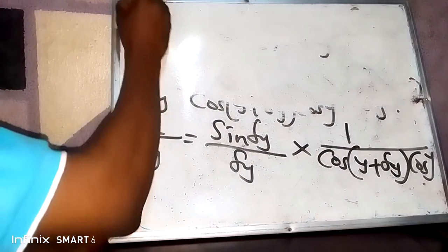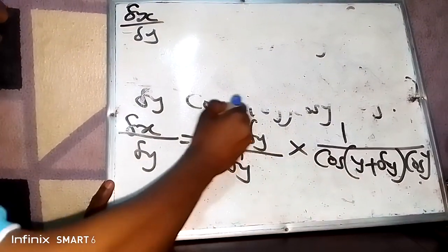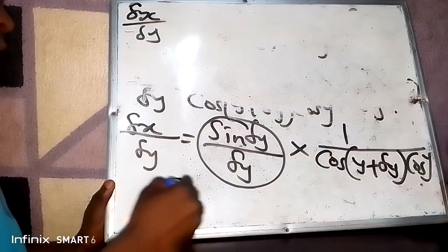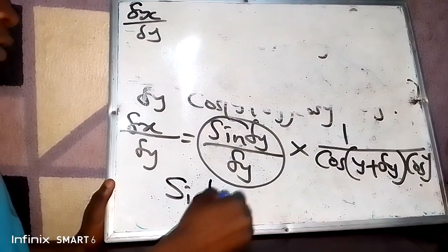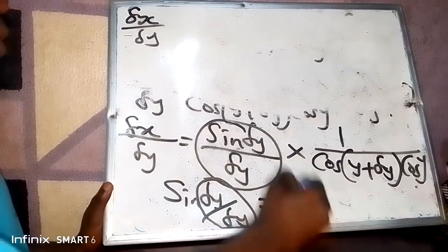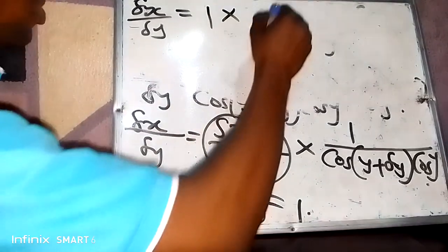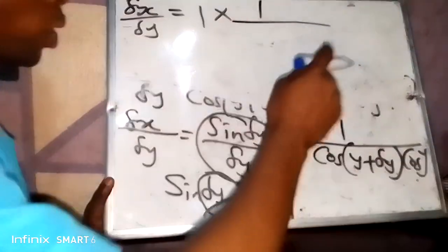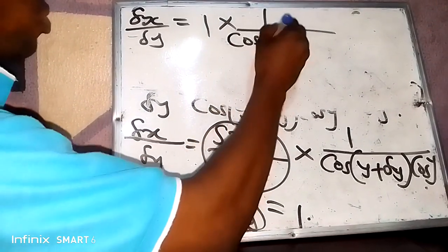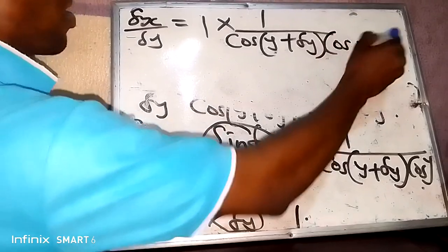Now the next thing to do from here: dx over dy, don't forget that sine dy all over dy equals 1 under our standard limit. I told you in our previous video, when they are equal like this, it equals 1. That means it equals 1 times 1 all over cos of y plus dy, cos y.